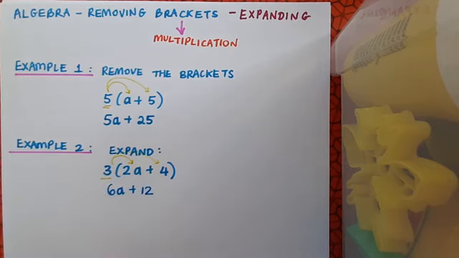Again, this is as far as I can go. There's nothing more that I can do. I can't add 6a and plus 12 because they're not like terms, so 6a plus 12 is my answer.